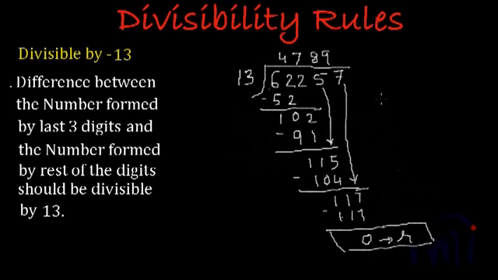So this proves that 62,257 is divisible by 13. So this was the divisibility rule of 13.